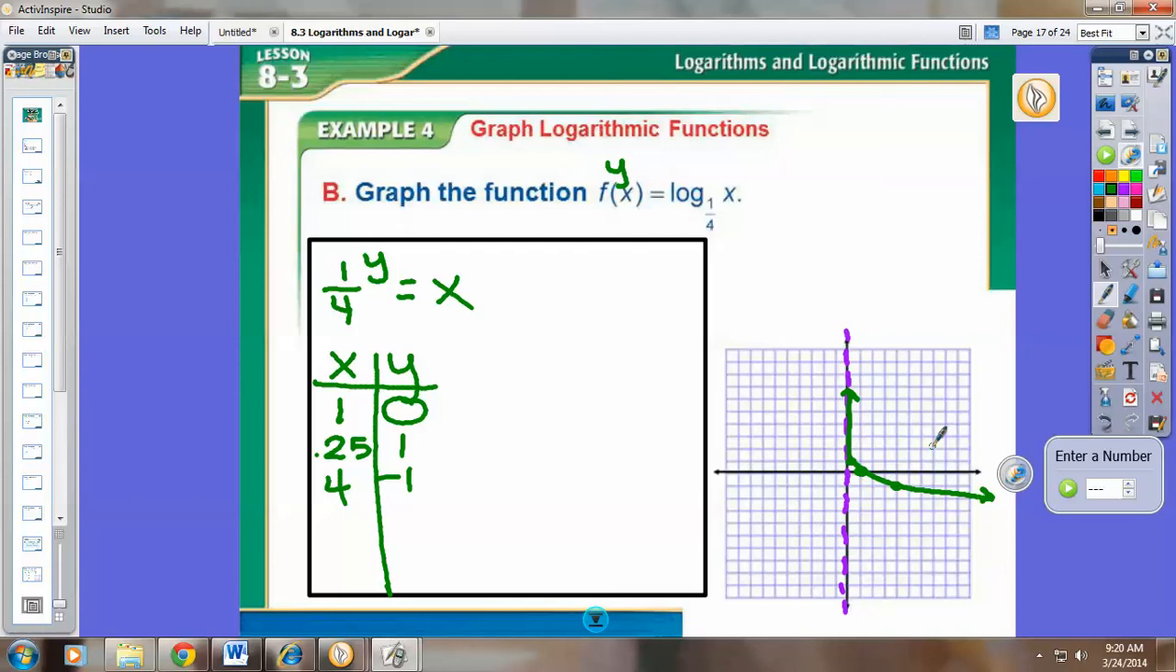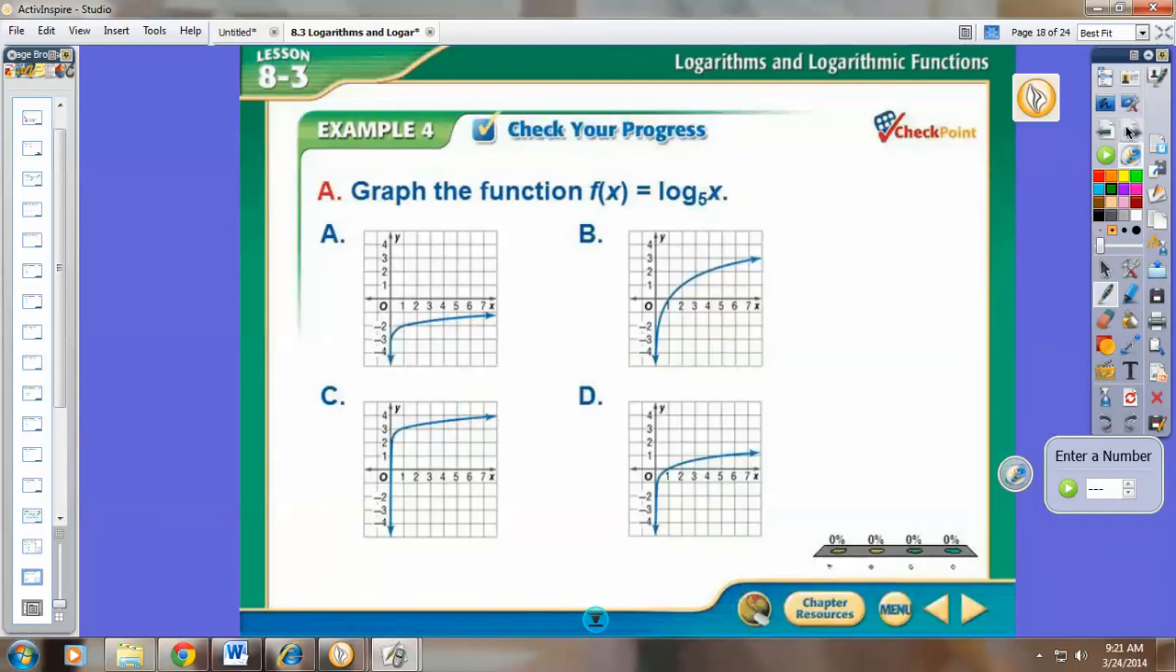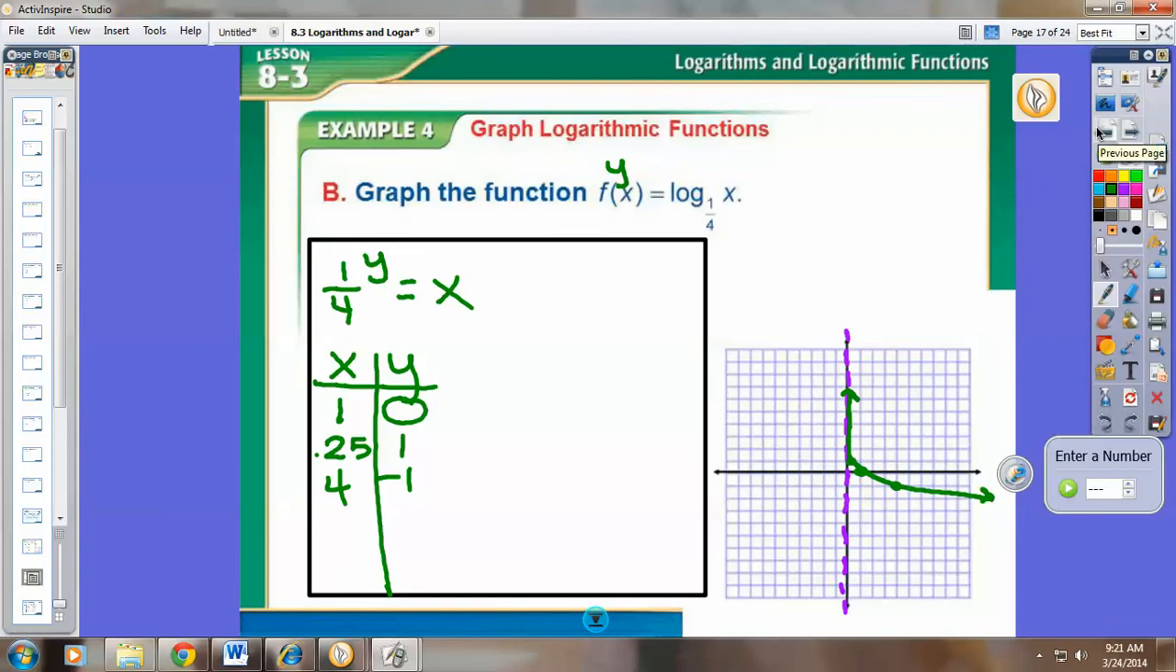Why might you guess that this graph is opposite or flipped from the last one? The fraction. Remember when we graphed exponentials, it did the same thing, didn't it? The graph looked a little bit different. Questions so far? So a couple more. What about the domain? Oh, thank you, Sydney. Let's do the domain and range here.